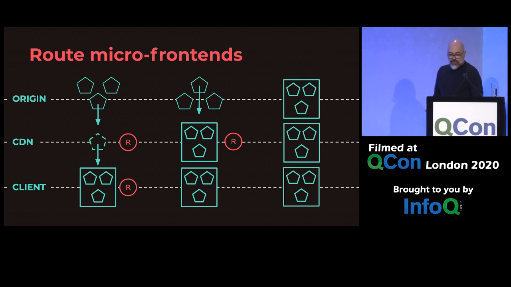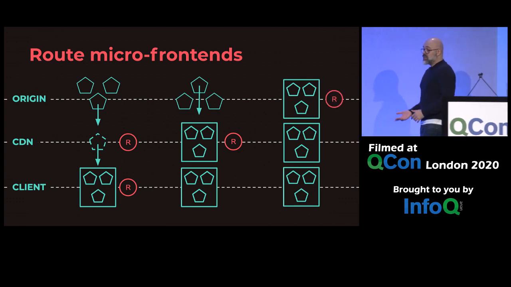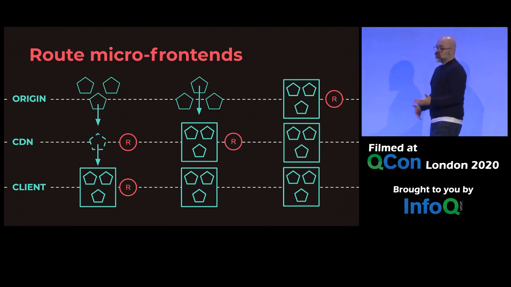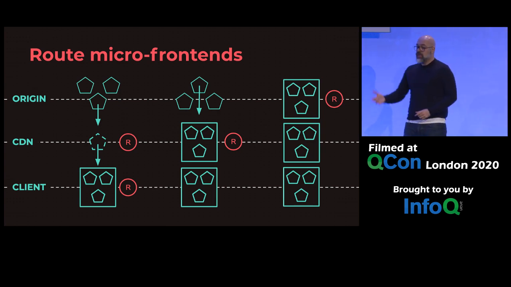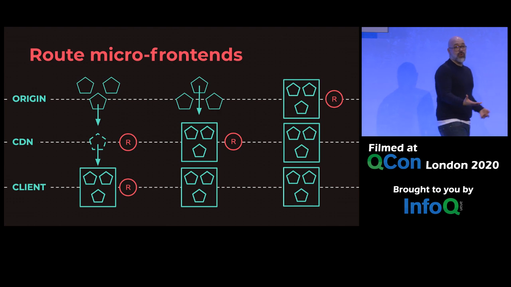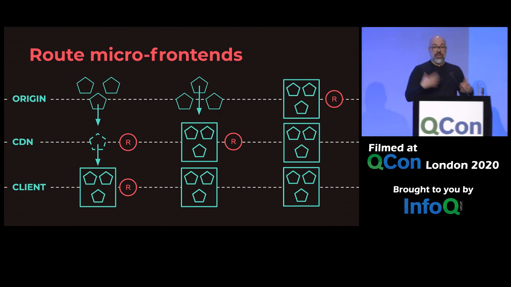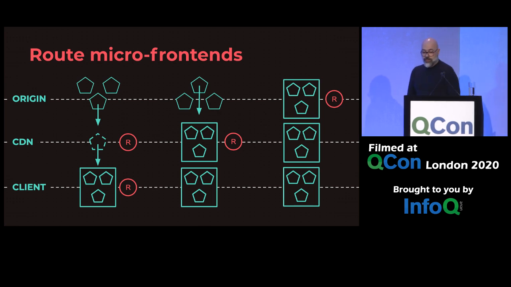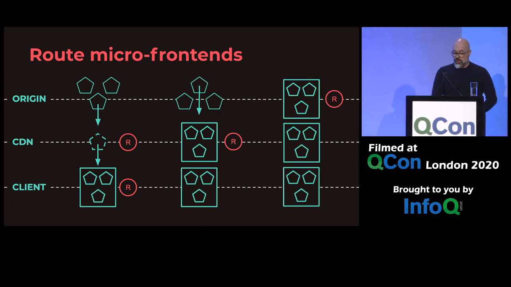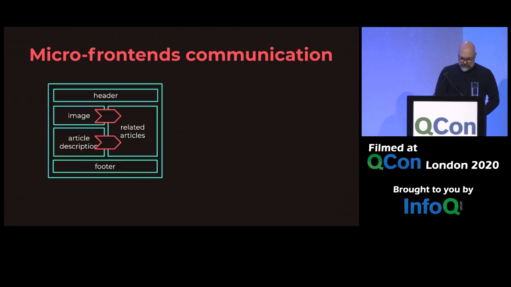And then at the server side, in that case, you can also do it on the client. But my suggestion would be to do it on the origin, because you have all the application logic running there. You are assembling your pages there, so you can do quite a lot of logic also for the routing of micro-frontends.